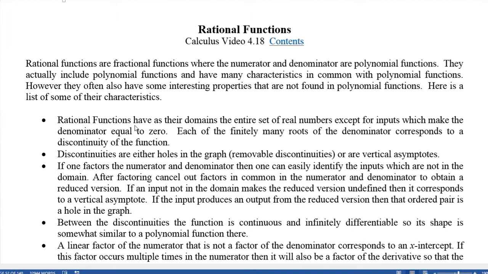In this video, we're going to talk a little bit about rational functions and analyzing them using pre-calculus and calculus. So first of all, recall that rational functions are fractional functions where the numerator and denominator are both polynomial functions. So it's the ratio or fraction with two polynomials.